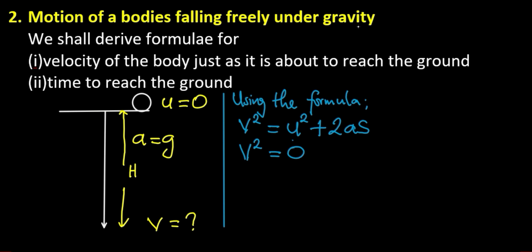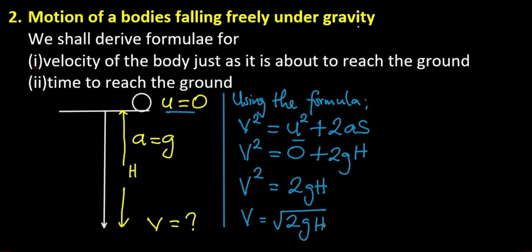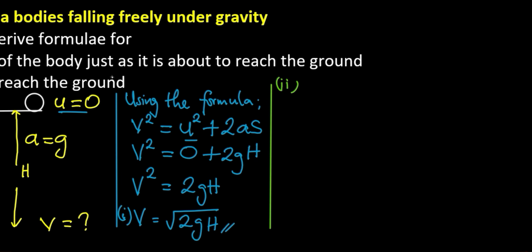v squared is equal to u squared, where u is equal to 0, plus 2g, since a is g because it's a uniformly accelerating motion, and s is equal to h. So you have v squared is equal to 2gh. v is equal to the square root of 2gh. That's the velocity of the body just as it is about to reach the ground.